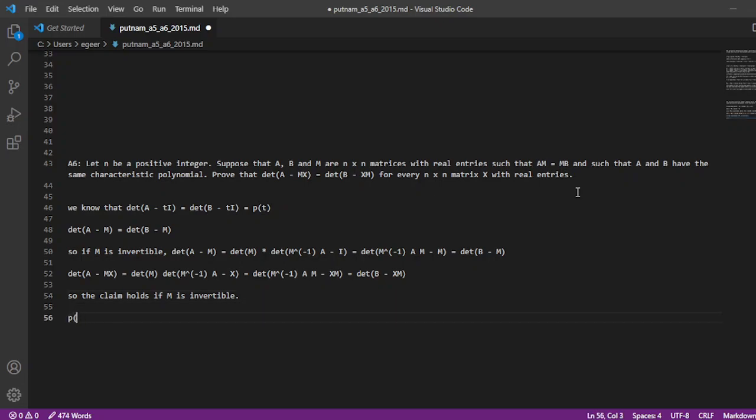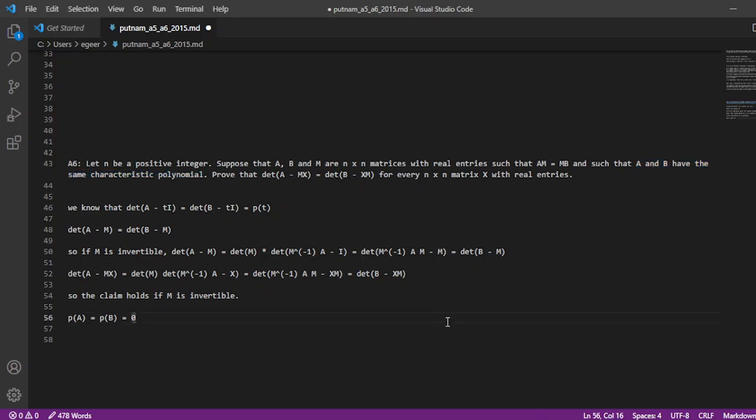So PA is 0. Notice that in this part of the claim, we didn't need to use the fact that A and B have the same characteristic polynomial at all. We just needed to use the fact that M conjugates A to B. Now, obviously, if we know that M is invertible, then we know for sure that A and B are conjugate, so that we know they have the same characteristic polynomial. So if we knew that M is invertible, this bit of information would actually not be necessary. We would already know that that's true.